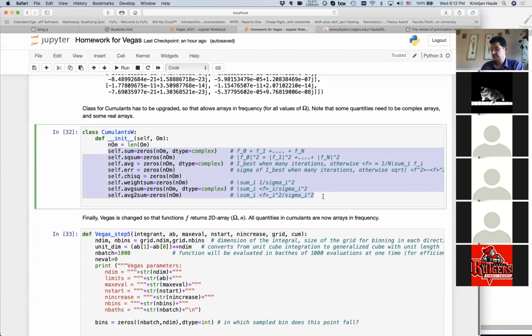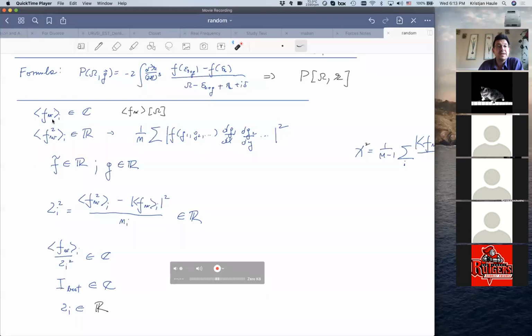So now let's go through all these quantities, whether they need to be real or complex. We discussed before that the value of the function is going to be complex, but the square of the value of the function is going to be real.